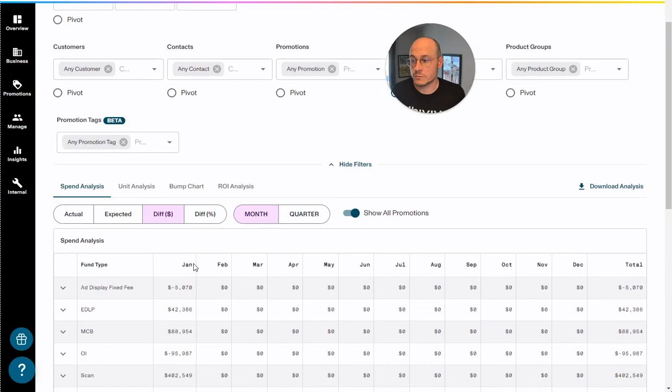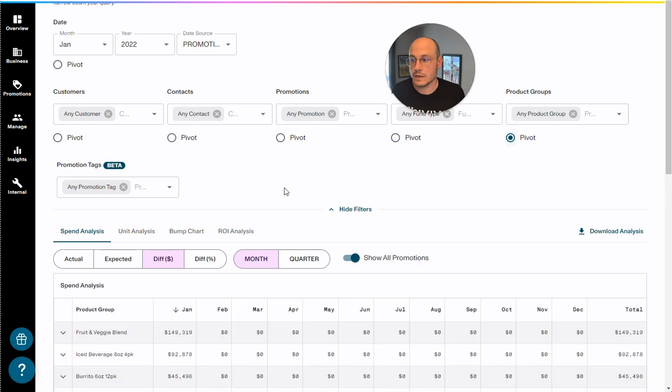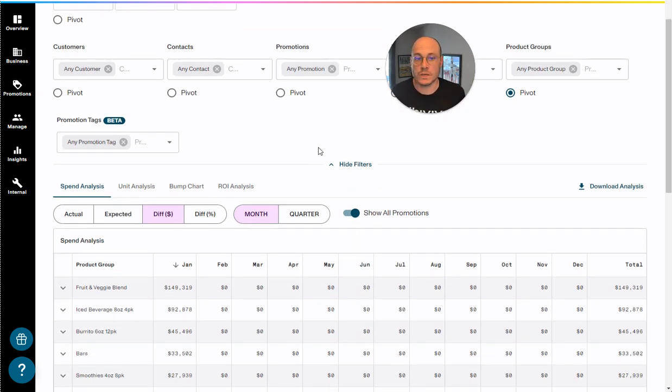Were there any specific types of trade that drove this? It looks like the vast majority of it is with scans. And if this is really happening within a specific product group more than others, I can see that the fruit and veggie blend product group is one of the key drivers here.